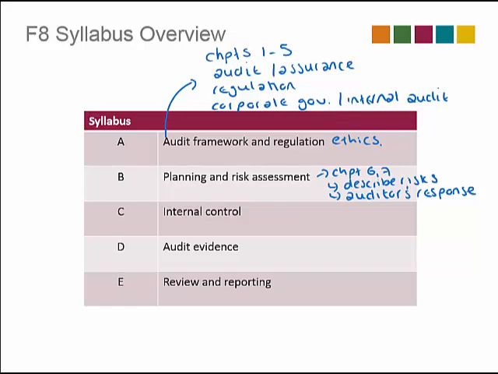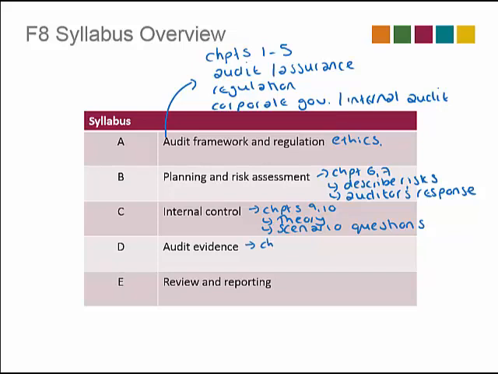Syllabus area C is internal control, and that's chapters 9 and 10. And what we're looking at there is the sort of theory of internal controls. So what are internal controls? For example, things such as reconciliations, things such as preventing physical access with locks on doors and keypads to doors and safes and things like that. But also thinking about scenario-based questions where there are deficiencies in a client's system of internal control, and we are reporting those to the directors, to those charged with governance.